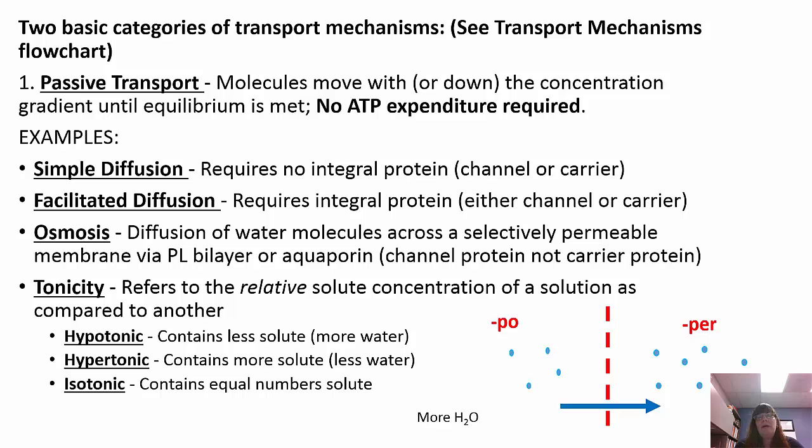Now, if you think about it, water is what's doing the moving. So water is still going down its concentration gradient. It's trying to go from an area where it is more concentrated to an area where it is less concentrated. So water and solute concentration are opposite. So if you have more water, you have less solutes. If you have less water, you have more solutes. So water is moving from where there's more water to where there's less water.